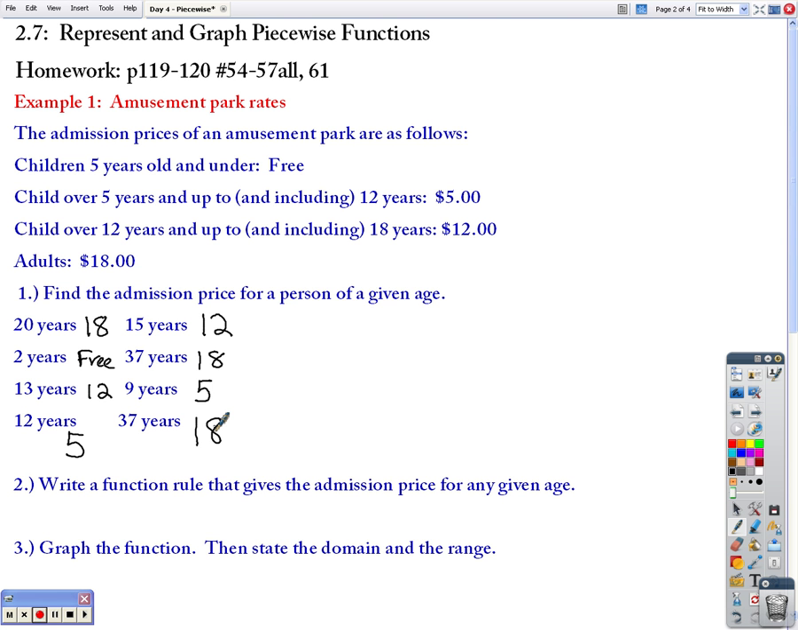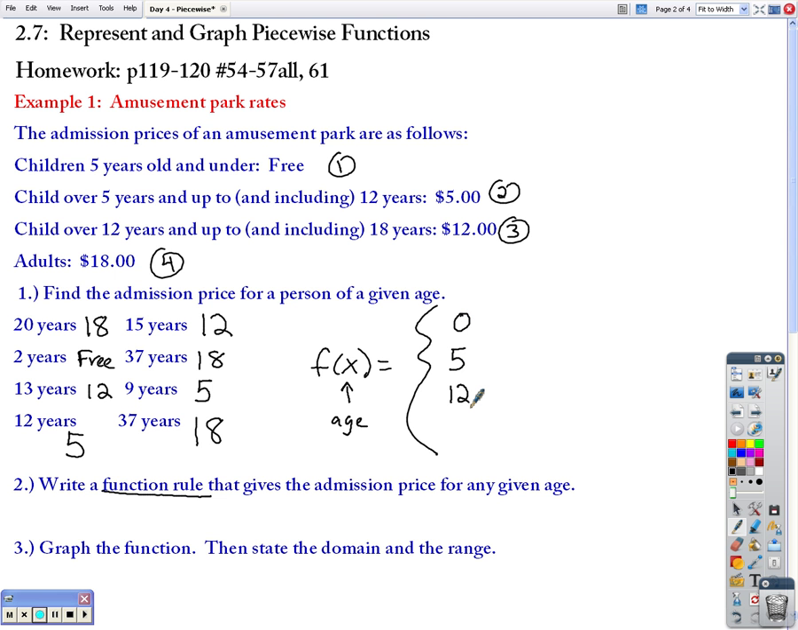Alright, write a function rule that gives the admission price for any given age. We're going to need to write a piecewise function because there are going to be 1, 2, 3, 4 different prices. So we're going to start f of x equals, and remember x is going to be our age, and we have our 4 different prices. So the first price is free, the second price is $5, then $12, then $18.